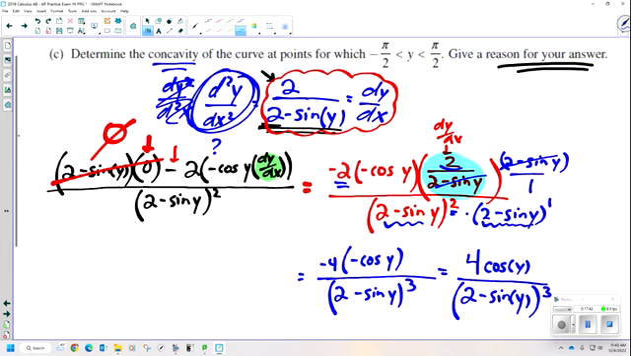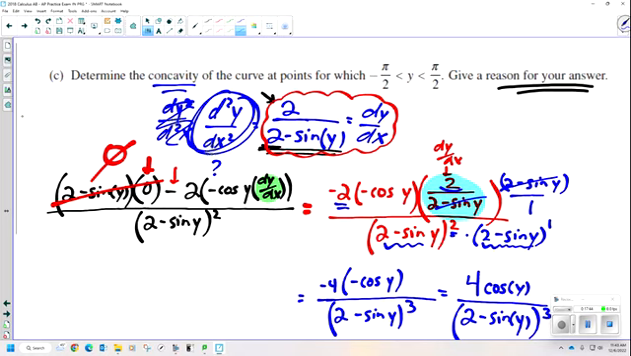Concavity is the second derivative. If the second derivative is positive, it's a smiley face, or concave up. If the second derivative is negative, it's a sad face, or concave down. So we need to determine whether this is going to be positive or negative.